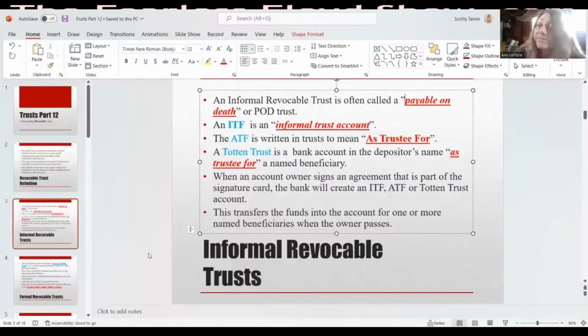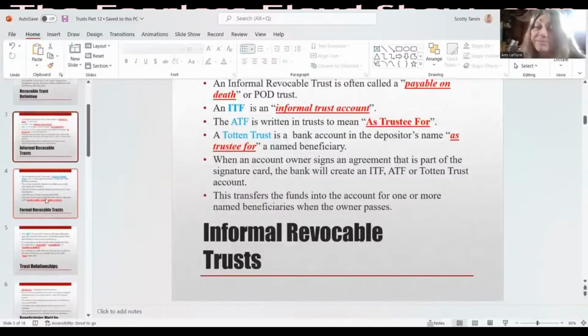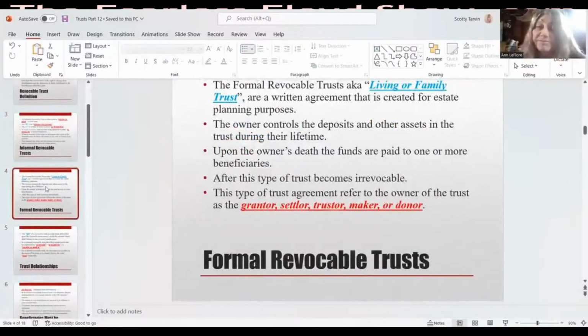Okay, moving on to panel 4. Formal revocable trust. Formal revocable trusts, aka living or family trusts, are a written agreement that is created for estate planning purposes. The owner controls the deposits and other assets in the trust during their lifetime. Upon the owner's death, the funds are paid to one or more beneficiaries.